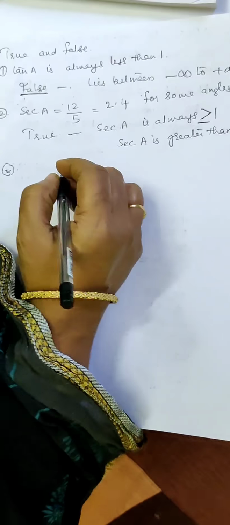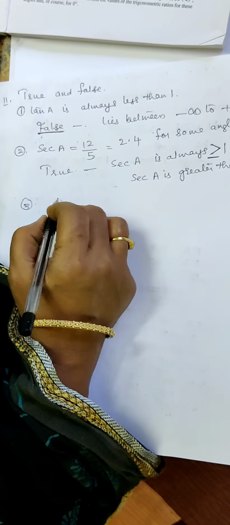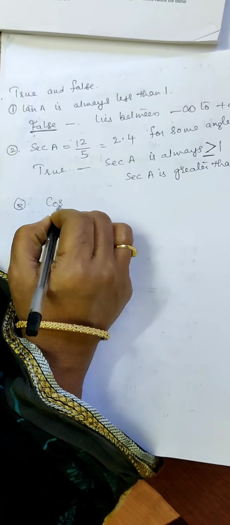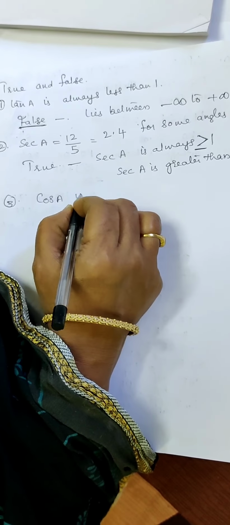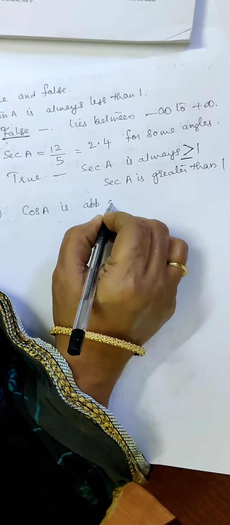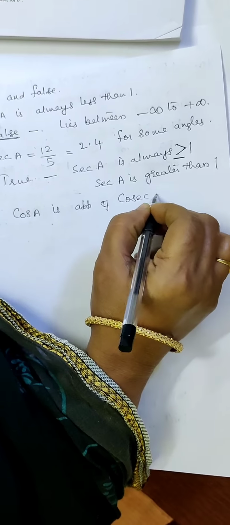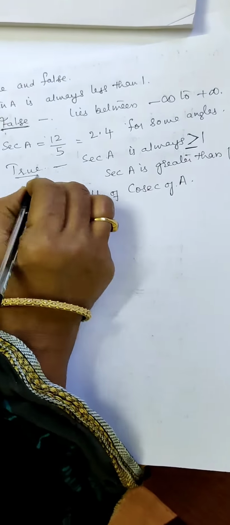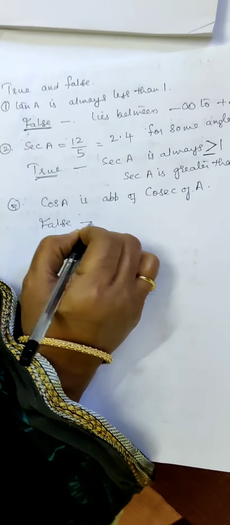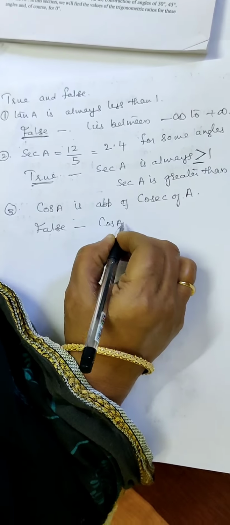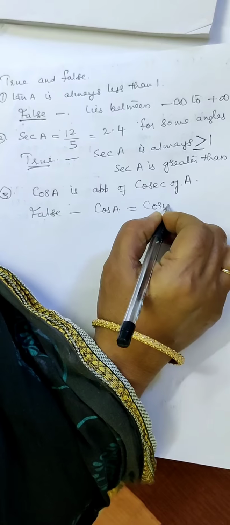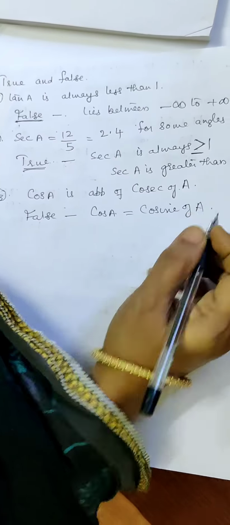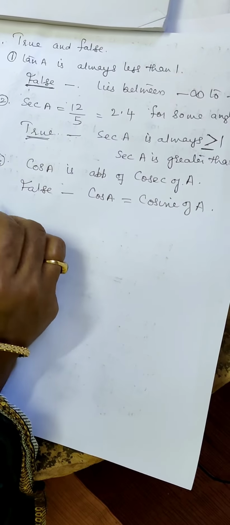Next, number 3. Cos A is the abbreviation of cosecant of angle A. False. This is false. Why is this false? Because cos A is not cosecant A, but this is cosine of A. Cosine of angle A.